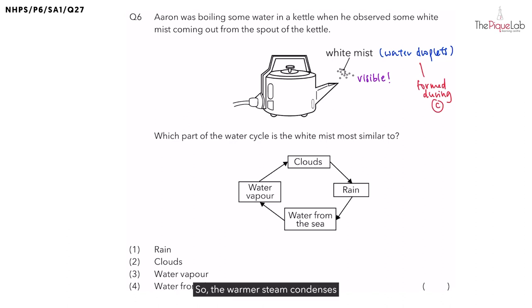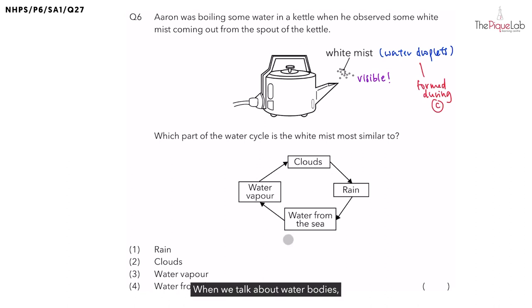So the warmer steam condenses to form tiny water droplets, which is in the liquid state, and it is the mist that we see. Hence, now that we know what the white mist is, let us discuss the two processes that take place in the water cycle to find out which part of the water cycle is the white mist most similar to. Let us start by looking at the water from the sea.